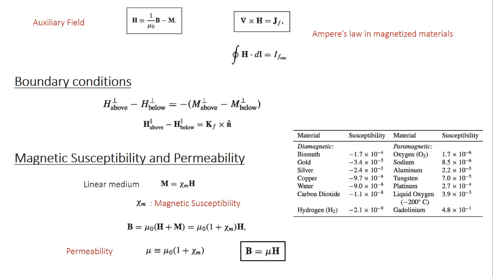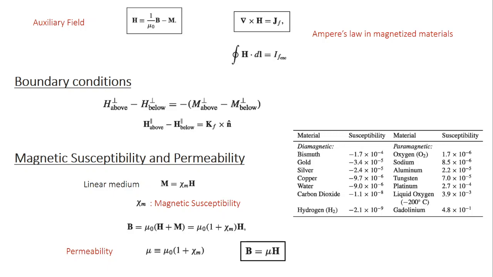Now we can rewrite the boundary condition in terms of the auxiliary field as, if you remember, the perpendicular component of the magnetic field is continuous. Hence, H perpendicular above minus H perpendicular below equal to minus (M perpendicular above minus M perpendicular below). Similarly, H parallel above minus H parallel below equal to KF cross N. So either you can define the boundary condition in terms of the magnetic field or the auxiliary magnetic field.